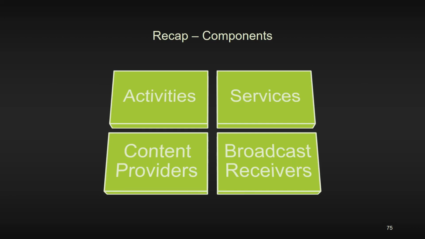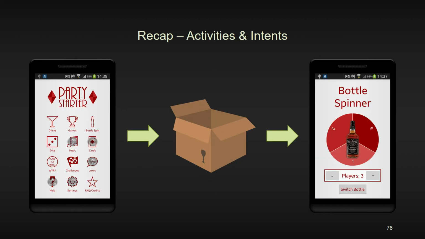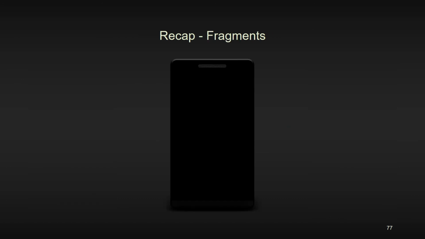All right, so quick recap. Four components: activities, services, content providers, and broadcast receivers. Activities are your screens. We use an intent to send information from one activity to another and to open a new activity. Fragments, we inflate those into an activity, and multiple fragments can be inflated into the same activity. You saw that with the master detail flow.